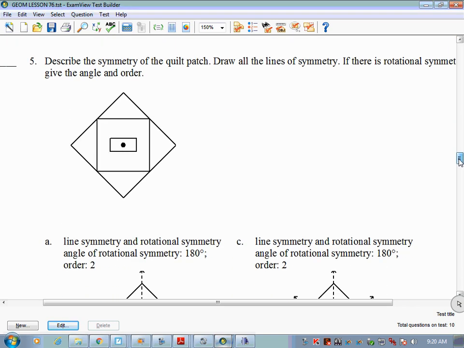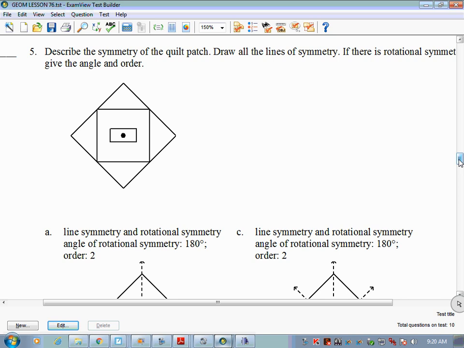Okay, we want to describe the symmetry of the quilt patch. We want to draw all the lines of symmetry. If there's rotational symmetry, we want to give the angle and the order. So they're asking for a lot of stuff here.